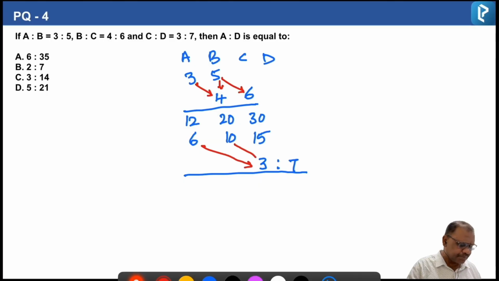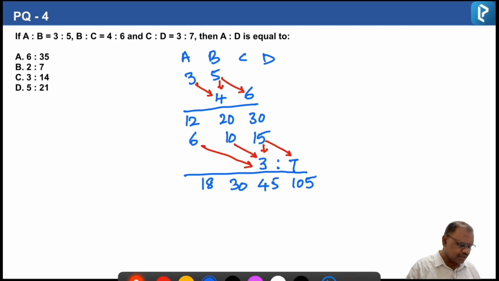10 should be multiplied by 3. 15 should be multiplied by 3. 15 should be multiplied by 7. So that is 6 times 3, 18. 10 times 3, 30. 15 times 3, 45. 15 times 7 is 105.